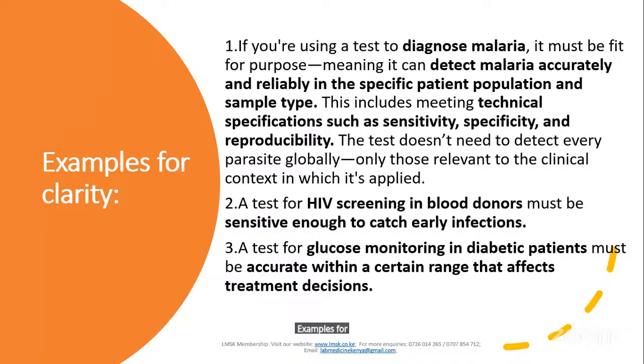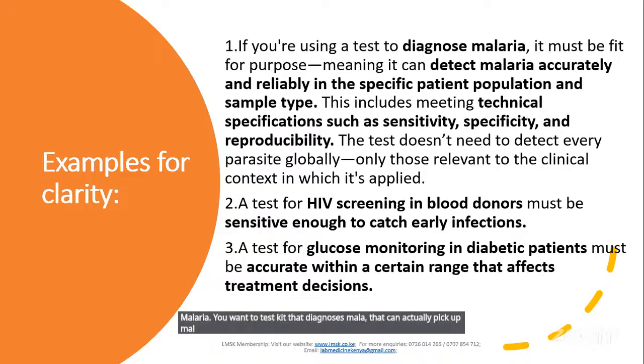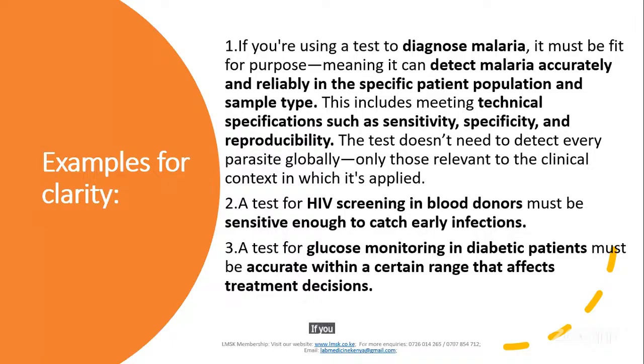Examples for clarity. For example, if you want to diagnose malaria, you want a test kit that can pick up malaria antigens or otherwise. If you want to diagnose malaria, the kit or the test that you are using should be fit for purpose. And in this context, what does it mean? The method should be able to detect malaria accurately and reliably in the specific patient population and sample type.